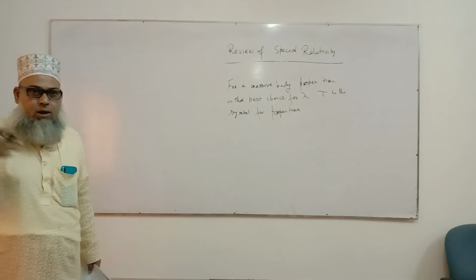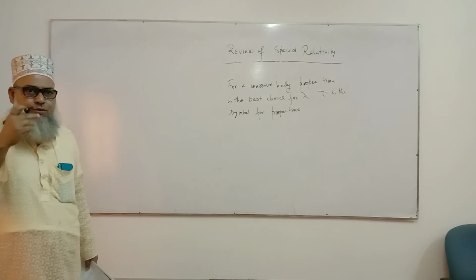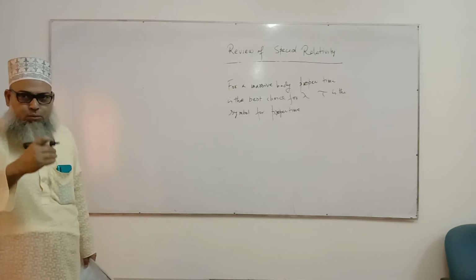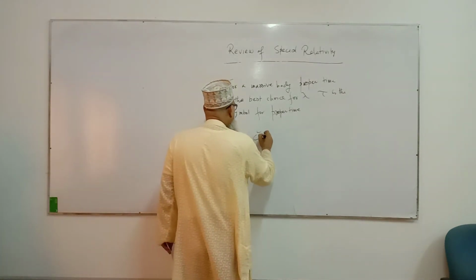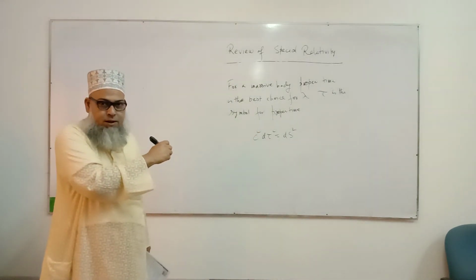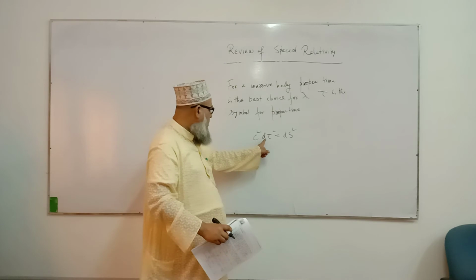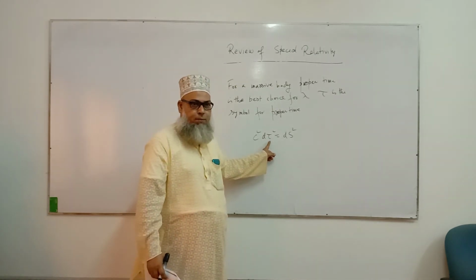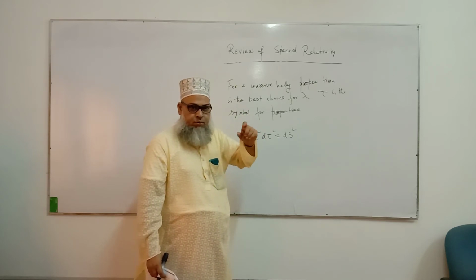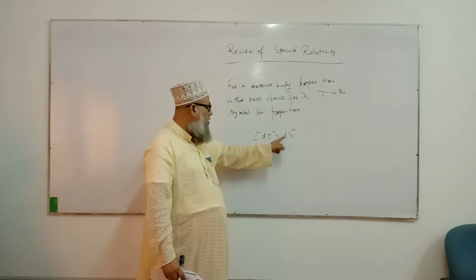Along the world line of a particle, the infinitesimal difference in proper time from one point of the world line to another point is given by c squared dτ squared equals ds squared. Here ds squared is the one I wrote a little while ago, and dτ is an infinitesimal proper time interval between two events along the world line. Then c squared dτ squared is ds squared.